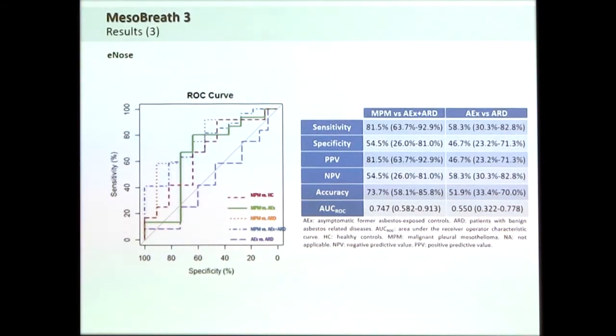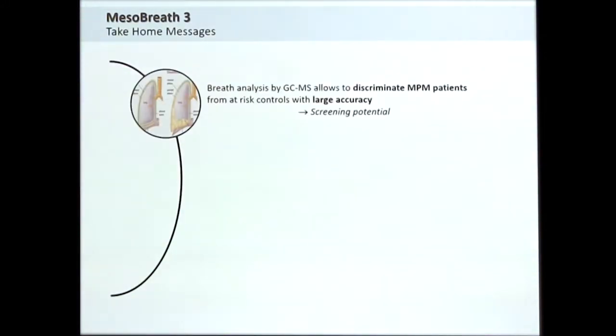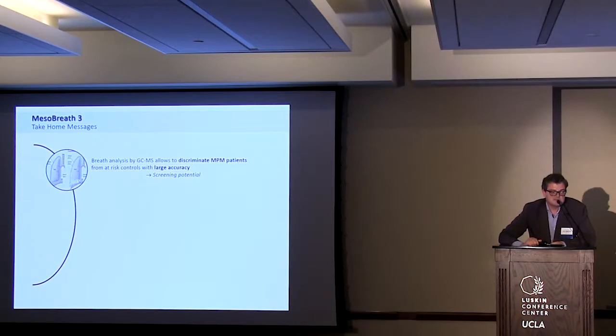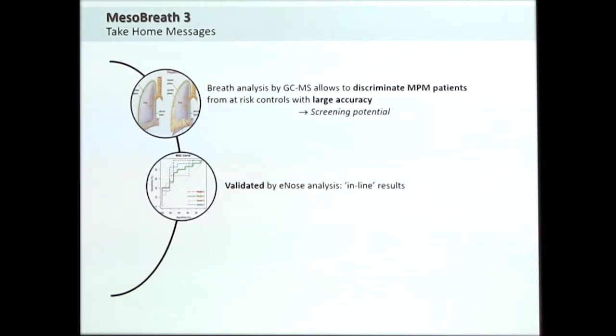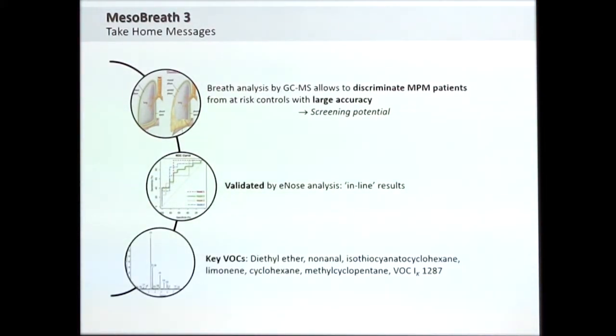So to conclude from this study, we have a good discriminating capacity of our mesothelioma patients from the at-risk groups, again underlining its potential given the large sensitivity and negative predictive value. With our electronic nose analysis, we found in-line results, and furthermore, we have found some key volatile compounds that allowed this discrimination and could be potential new biomarkers for mesothelioma, including the cyclohexane that was found in the past.